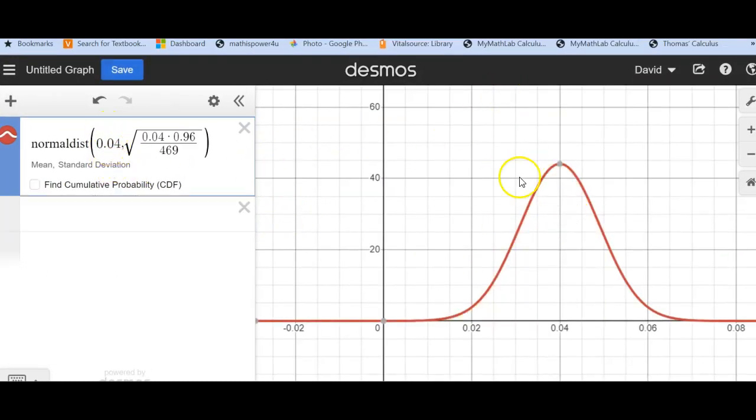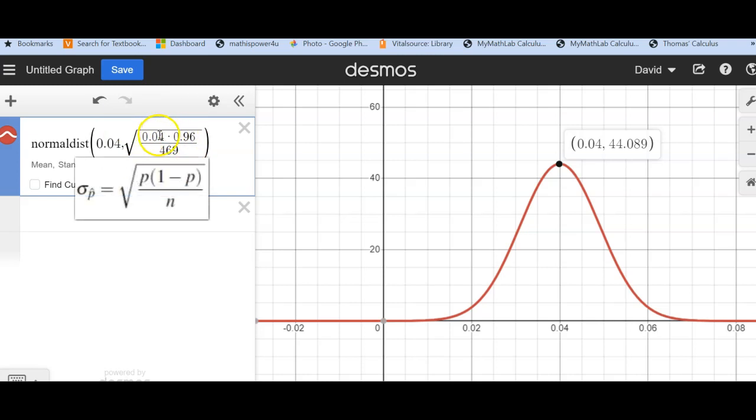There's 0.04, my mean. You can click and see that that is where it's located. There is my standard deviation, the square root of p times 1 minus p divided by n. So there is the bell curve that we get.